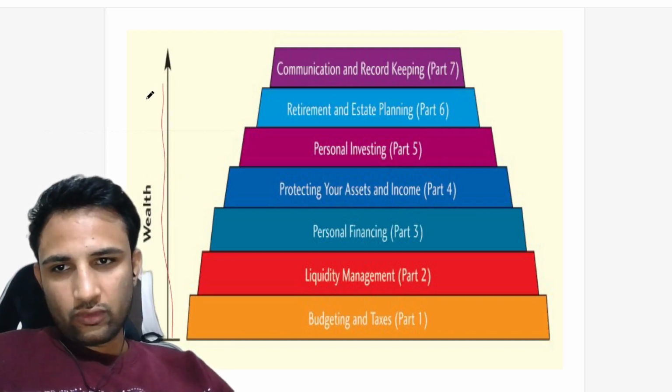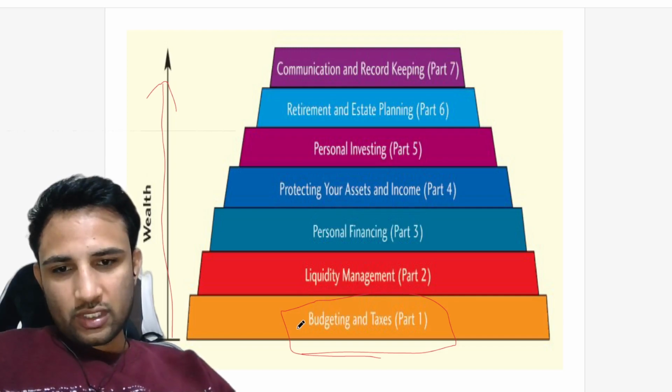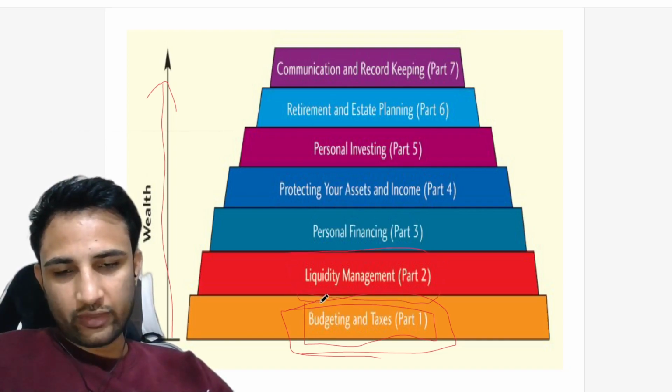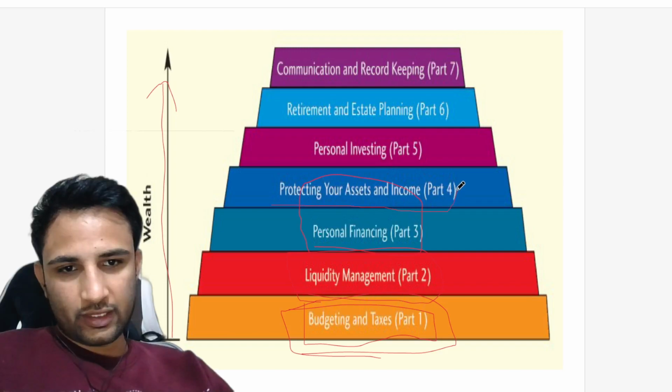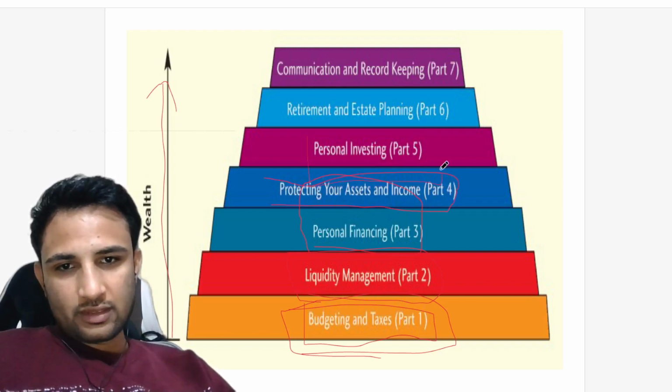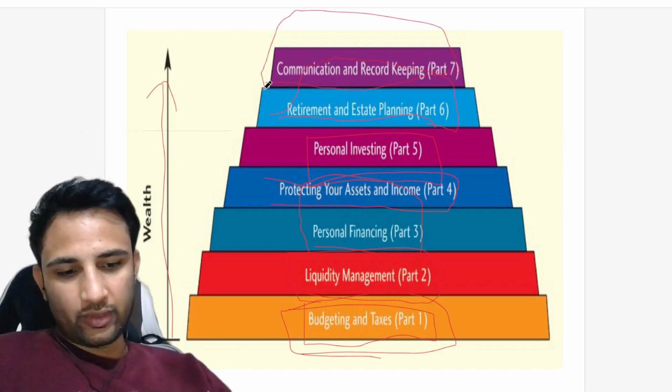So this is the chart for wealth. Part 1 is budgeting and taxes. A person should start with budgeting and taxes. Then he should be starting his personal finance with liquidity management. Then part 3 is personal financing. Part 4 is protecting your assets and income. Part 5 is personal investing. Part 6 is retirement and estate planning. Part 7 is communication and record keeping.